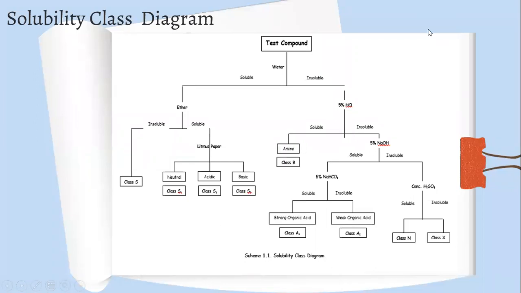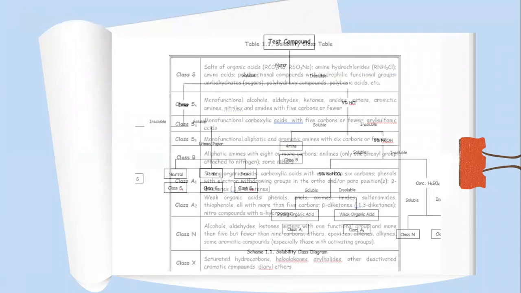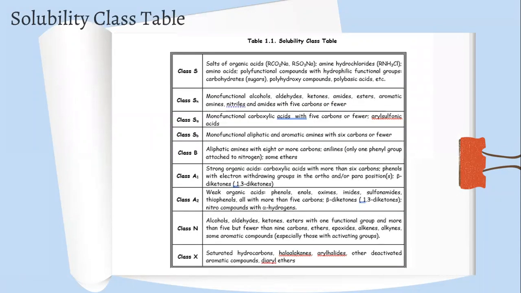For this schematic diagram, as you can see in the PowerPoint, this can be used as a guide for the solubility testing. Using this whole diagram, you can identify the solubility class of several organic compounds after testing the solubility properties. The meaning of each solubility class, as you can see in the diagram, is summarized in the table that follows. The solubility class table is shown in the presentation. You will determine the solubility of organic compounds based on the table shown in the presentation.